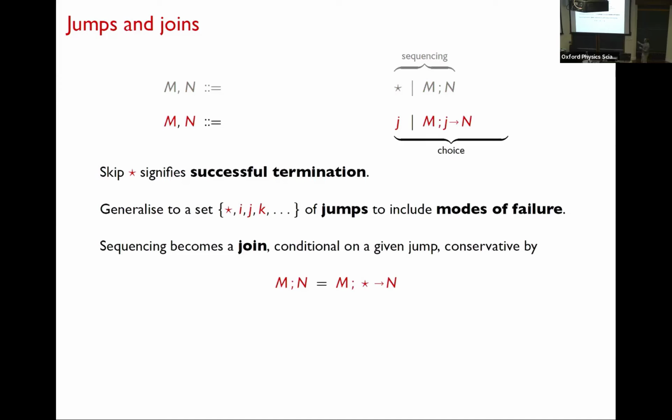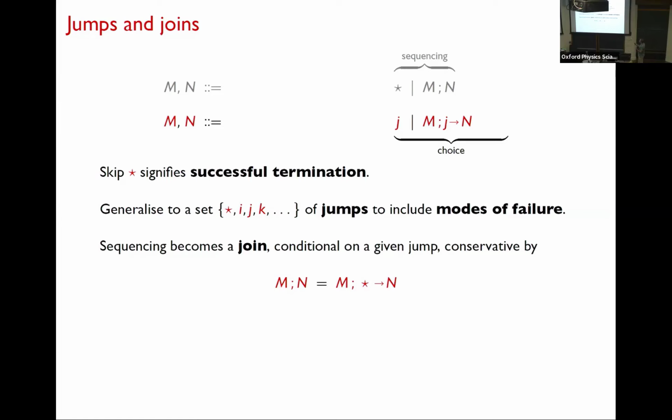So we generalize our sequencing, our skip, I mean, by doing exactly the same thing as we did with the stacks before. Instead of having one way of terminating a program, we allow any number of ways of terminating a program, including success. So we have got success and a number of jumps or exit codes. And then we add that to sequencing to become conditional.